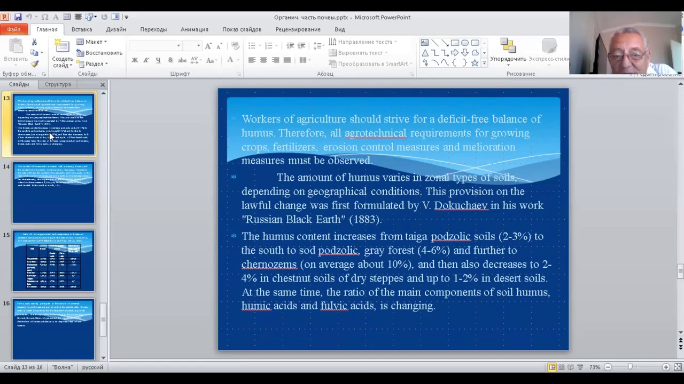1883. The humus content increases from taiga podzolic soils with 2-3% to the south, to gray forest soils with 4-6%, and further to chernozem with an average of about 10%, and then decreases to 2-4% in chestnut soils of dry steppes and to 1-2% in desert soils. At the same time, the ratio of the main components of soil humus, humic acids and fulvic acids, is changing.